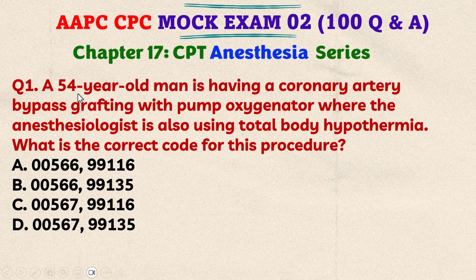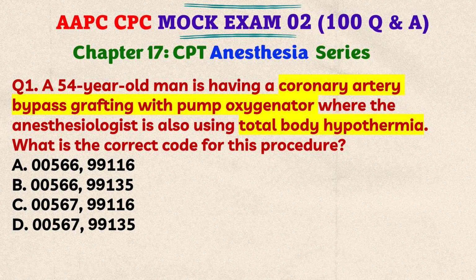Question number 1. A 54-year-old man is having a coronary artery bypass grafting with pump oxygenator, where the anesthesiologist is also using total body hypothermia. What is the correct code for this procedure? There are 4 answers available. Take your CPT code book and find the answer.